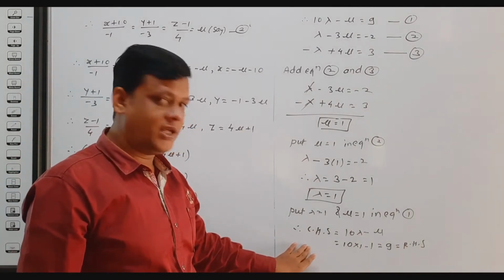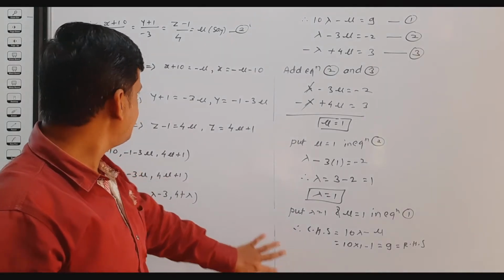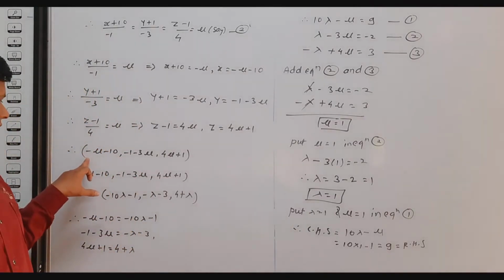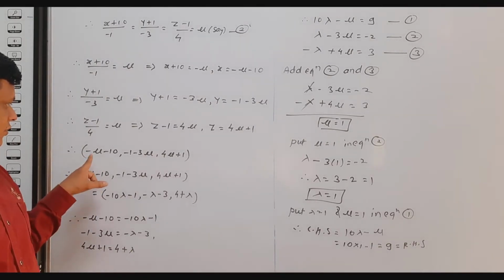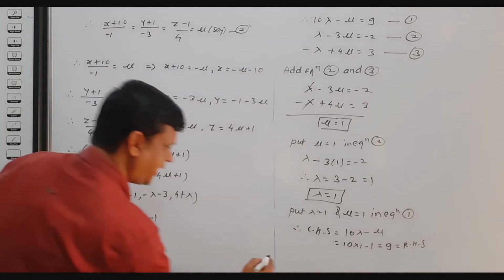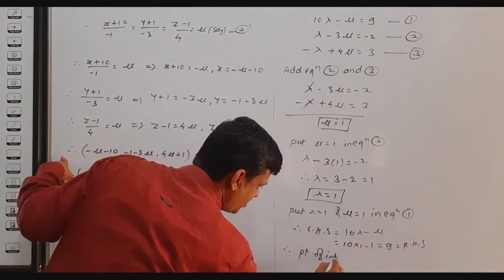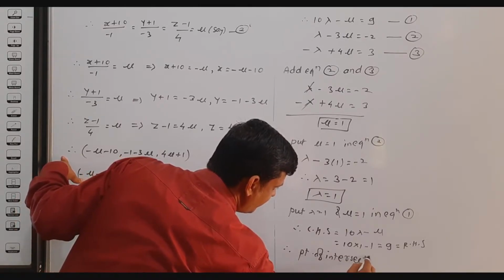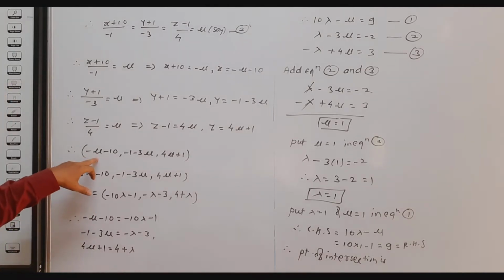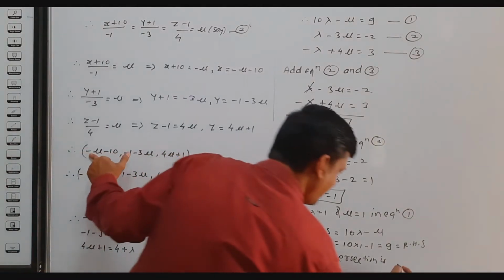So we have to find the coordinates of the point of intersection. So we substitute these values in any one point, and you can obtain the point of intersection. So we write here, therefore, the point of intersection is. So when we substitute mu equals 1, we get minus 1 minus 10, which is equal to minus 11.